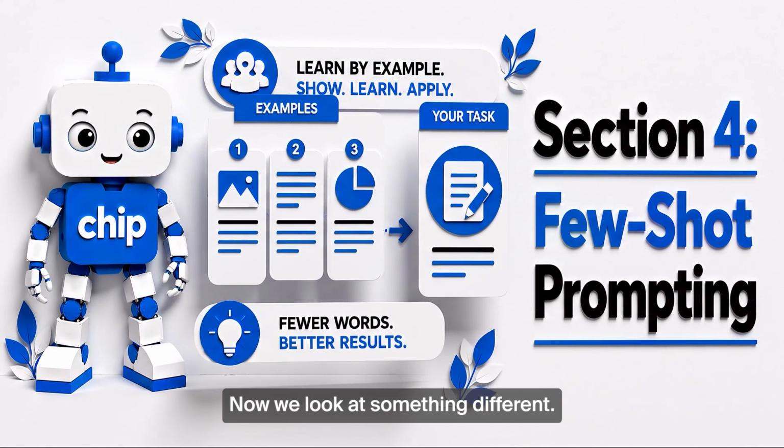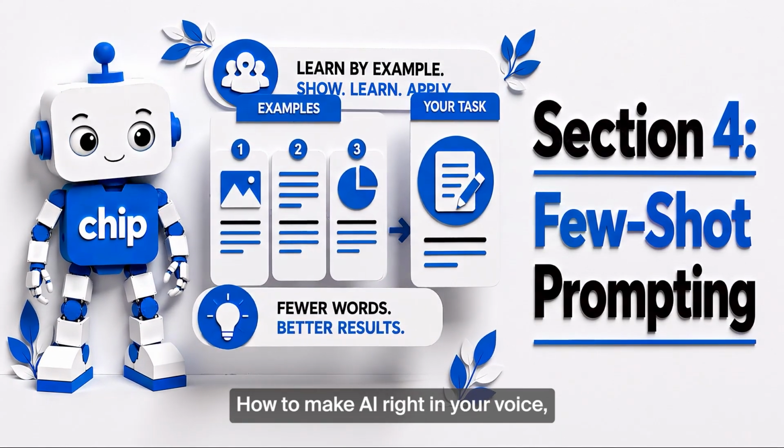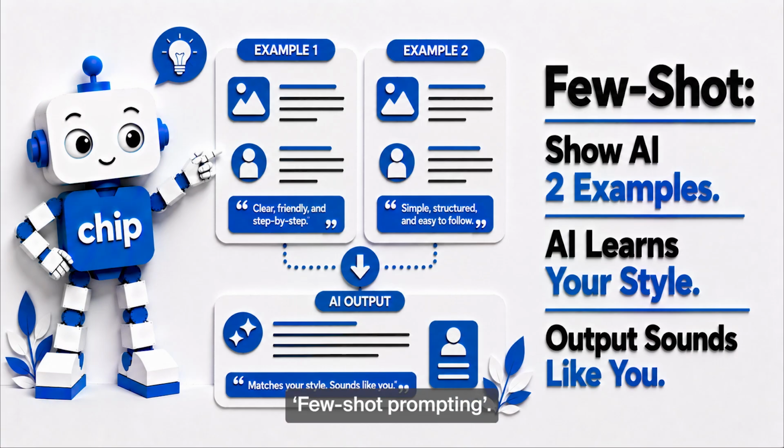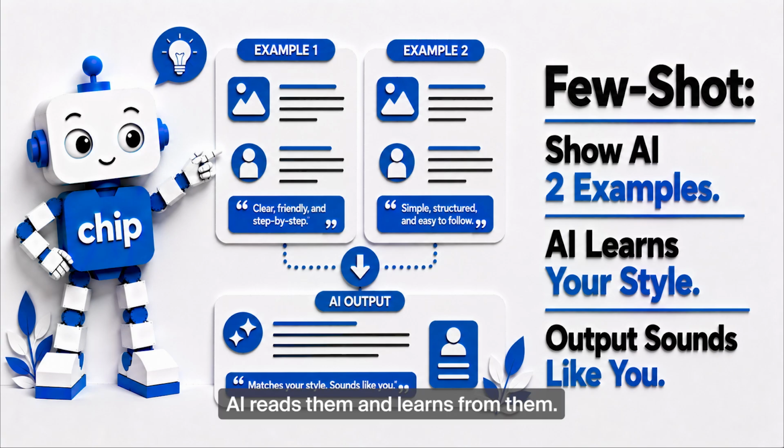Now we look at something different, how to make AI write in your voice, not a generic voice. This technique is called few-shot prompting. Few-shot prompting means you teach AI by showing it examples. Instead of describing the style you want in words, which is hard to do, you simply show AI two messages you have already written and liked. AI reads them and learns from them. It learns your words, your tone, the way you start a message, the way you end it. Then it writes new messages that sound like you, not like a big company template.